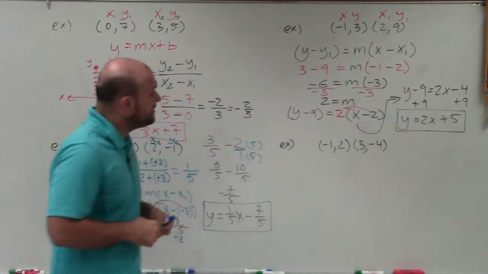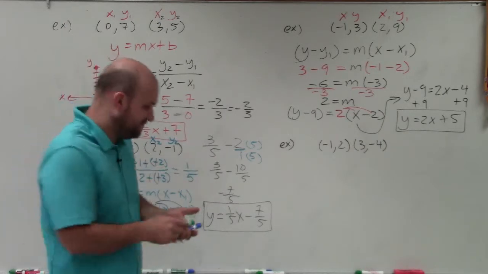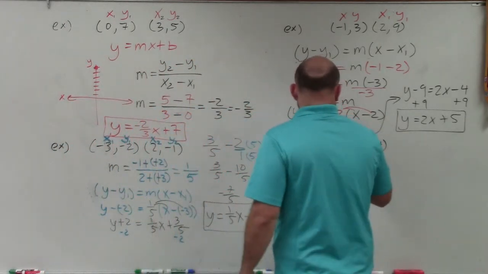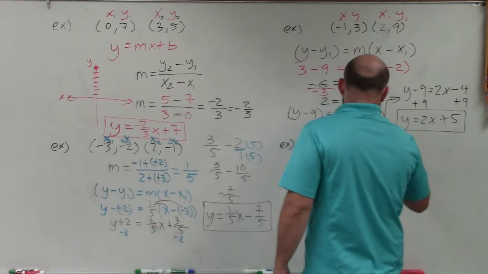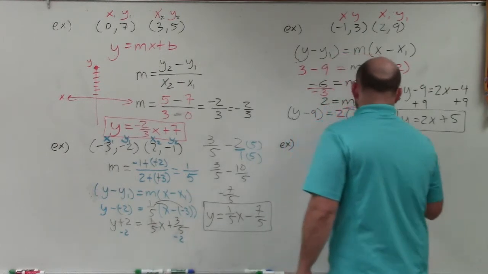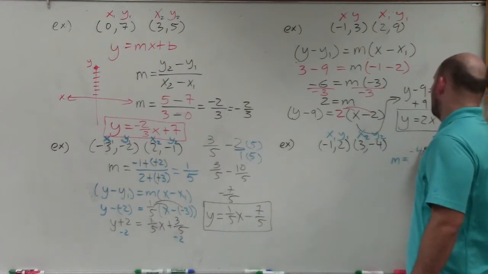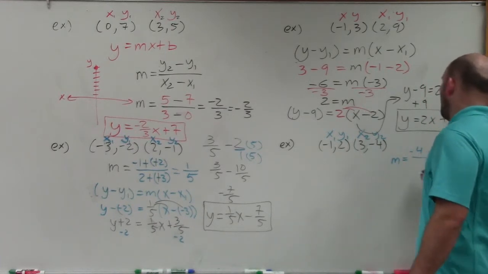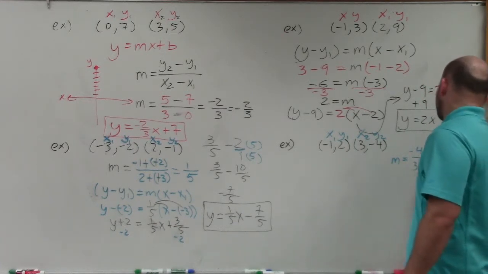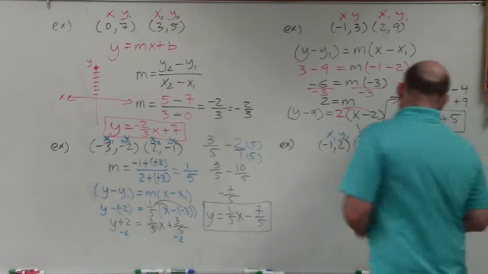OK. Now in the last example, again, let's just go ahead and figure out what the slope is. So first thing I want to do is label x1, y1, x2, y2. OK, use the slope formula. When using the slope formula, I have negative 4 minus 2 over 3 minus negative 1.